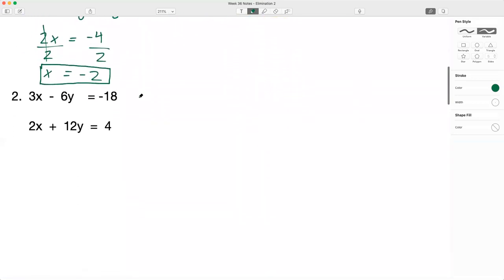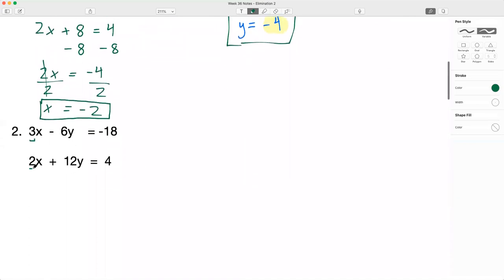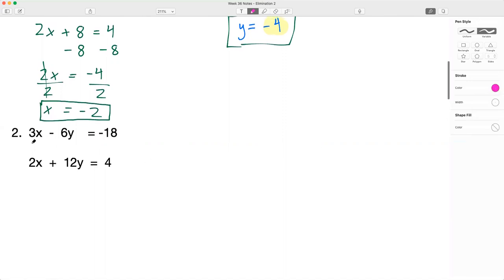Let's try again. Well, we don't have any of the same coefficients. We have 3 here and a 2 here. Those aren't the same. We have a -6 here and a positive 12 here, so those aren't the same. So what am I going to do to get one of them to be either opposite or the same? So like a 3 and a -3, or a 3 and a 3, or a 12 and a -12, or something like that. Well, I can multiply, again, I can multiply this top one by something.